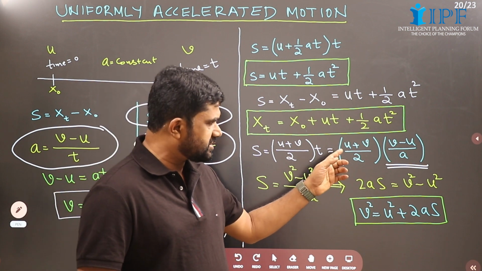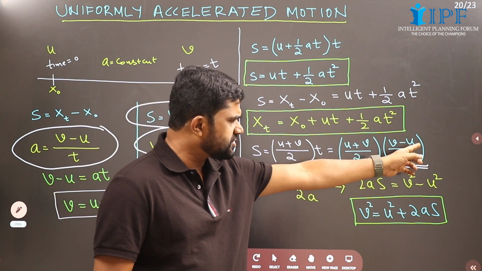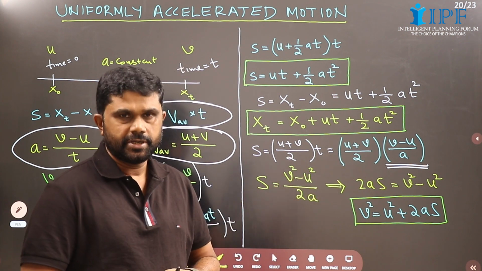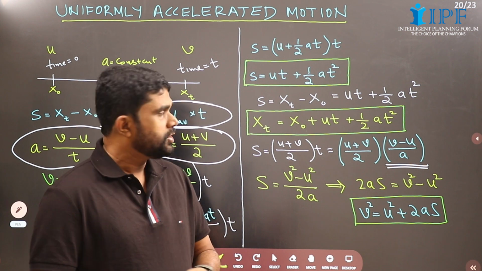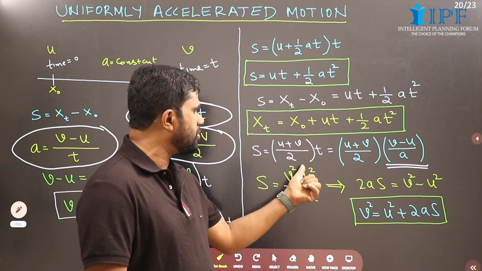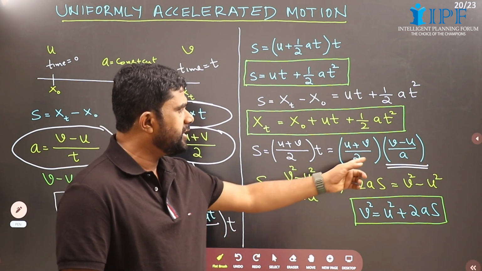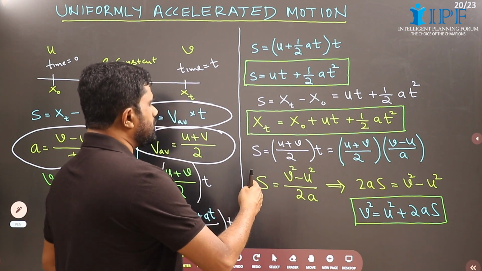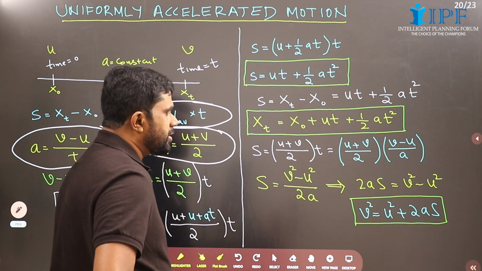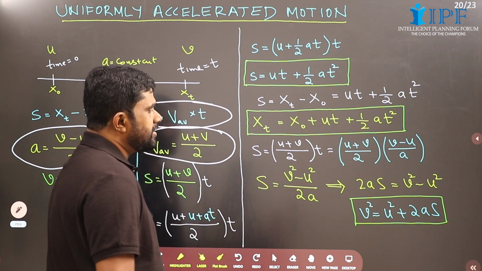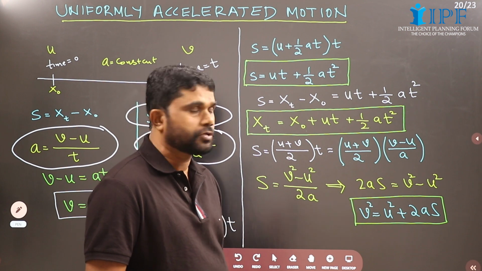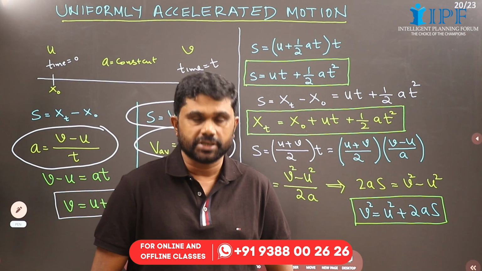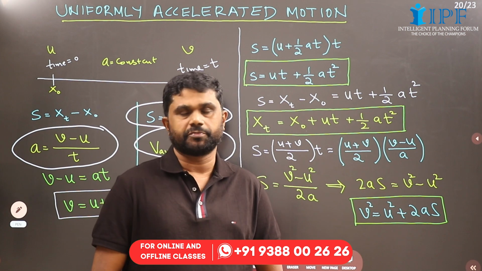So in the numerator, see, it is of the form (v plus u) times (v minus u). So it is of the form (a plus b) into (a minus b), which is nothing but a square minus b square. So (v plus u) into (v minus u) will be v square minus u square, and in the denominator it is 2 times a, 2a. Okay, so we got s equal to (v square minus u square) divided by 2a, or from that we have 2as equal to v square minus u square, or v square equal to u square plus 2as. That is the third among the 3 equations of motion.